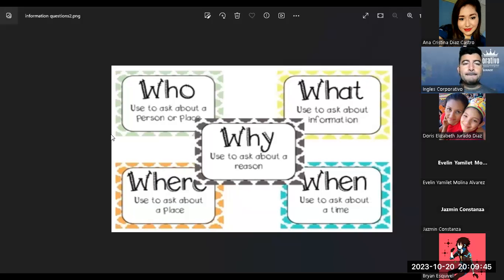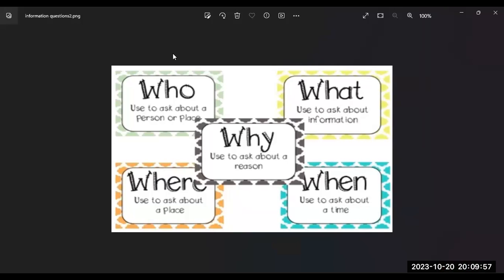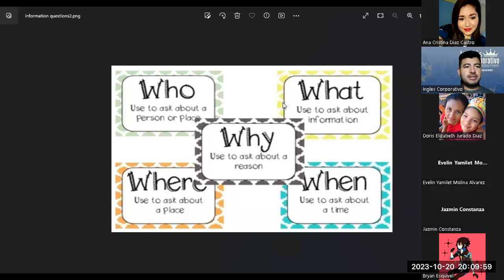Hagamos algo. Ya que tenemos esto, escríbanme una pregunta que se les venga a la mente utilizando who, utilizando what, why, where, when en el chat. Ok, y vamos a revisar. Puede ser, no necesariamente present continuous, puede ser de pasado, puede ser de presente, puede ser del verbo to be, lo que se les venga a la mente. Solo uno, just one question. Espero sus respuestas. I'm going to wait for your answers.